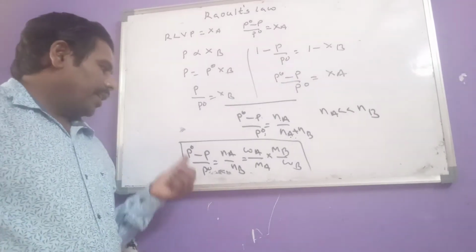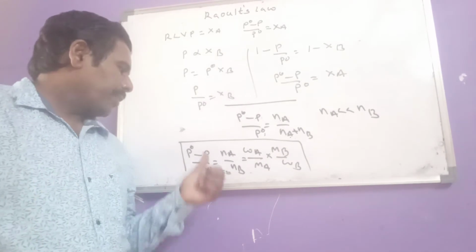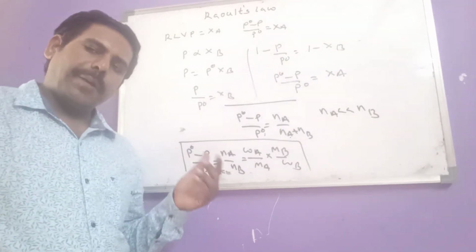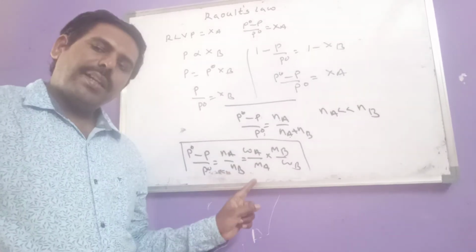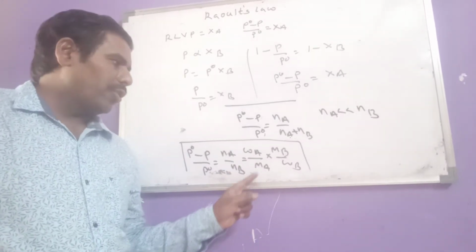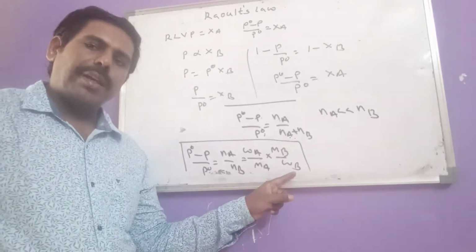So in this, P naught is known as vapor pressure of pure solvent, and P is known as vapor pressure of solution, Wa is weight of solute, Ma molecular weight of solute, Mb molecular weight of solvent, and Wb is weight of solvent.